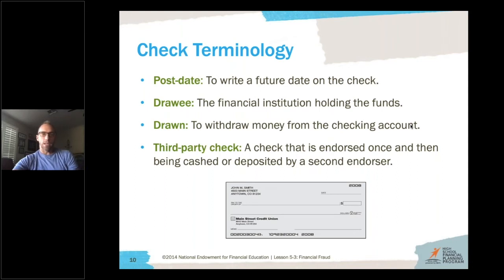Drawee. A drawee is the financial institution, the bank that holds the money. When you're drawing money from the account, it's when you're taking money out. A third-party check is a check that's endorsed to somebody different. So banks are always a lot more cautious when someone's trying to issue a third-party check because they want to make sure that that's going to someone that they know that the account owner is approving.